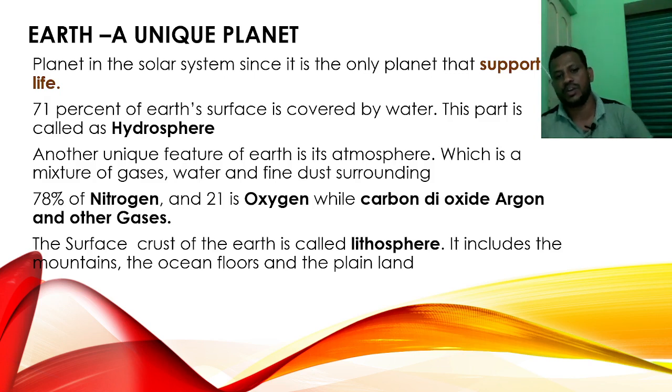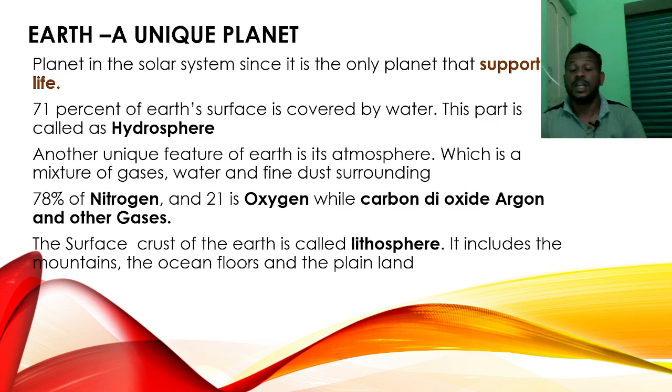Another unique feature of the earth is its atmosphere. The atmosphere is a huge blanket of gases, water vapors, fine dust, etc. around the earth. In the atmosphere, 78% nitrogen is present, 21% oxygen is present, and carbon dioxide, argon, neon, and methane are also present. The abundant gas in the atmosphere is nitrogen, and 21% is oxygen.